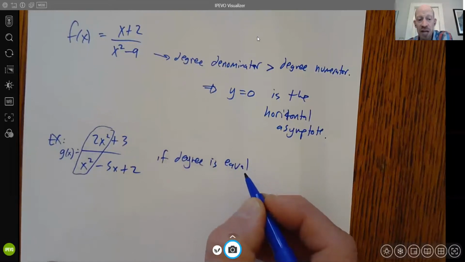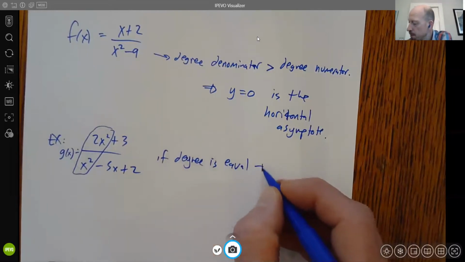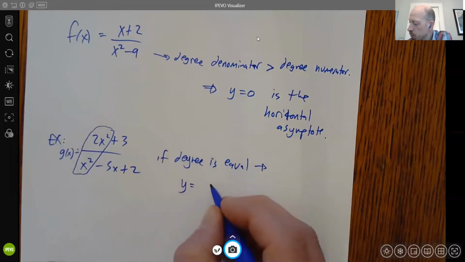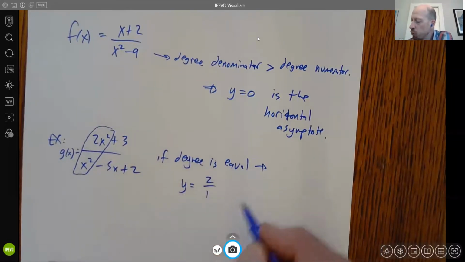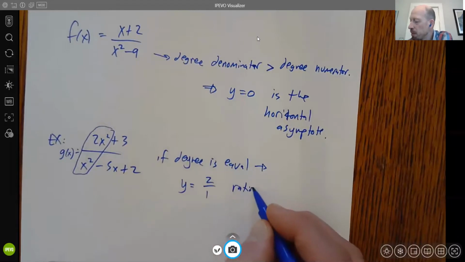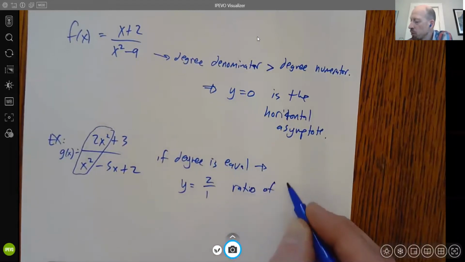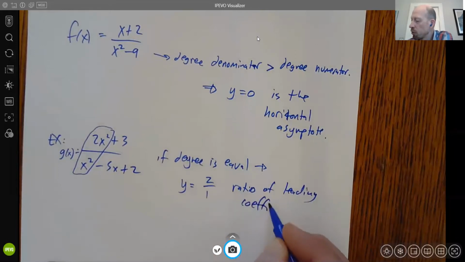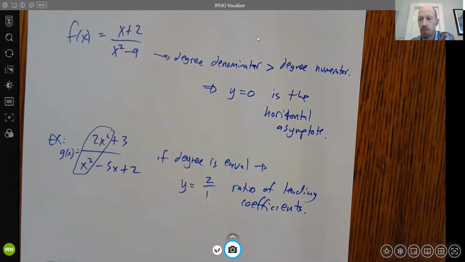If the degree is equal, y is going to equal, in this case, 2 over 1, which is the ratio of the leading coefficients.